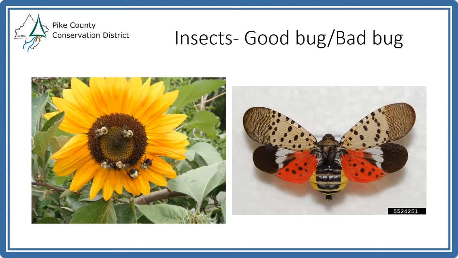So we have, like I said, good bugs and bad bugs, and one of the things that gets a bad rap is our wasps. Everybody considers it a bad bug, but actually that's a good pollinator, and they also eat caterpillars. So that's a thing to look at.